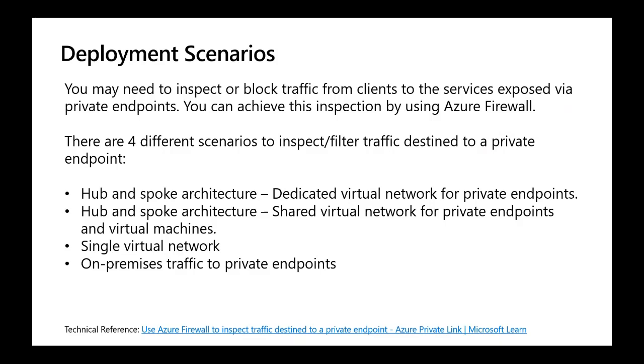We also have a single virtual network, and this is used when a migration to a hub and spoke architecture isn't possible. So you have the Azure Firewall, your virtual machine, and the private endpoint in the same virtual network. And then finally, the last scenario is on-premises traffic to private endpoints. This architecture can be implemented if you have configured connectivity with your on-premises network, either using ExpressRoute or a site-to-site VPN, and you want to access that private endpoint within Azure.